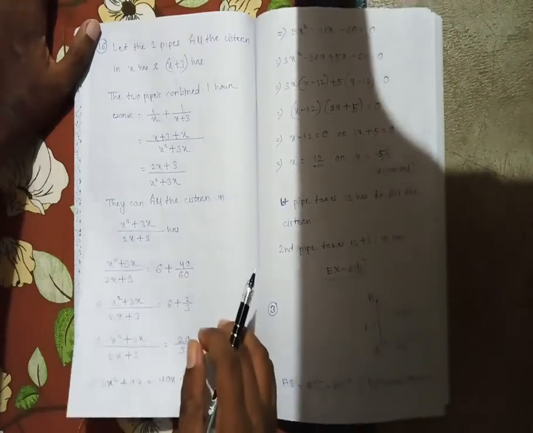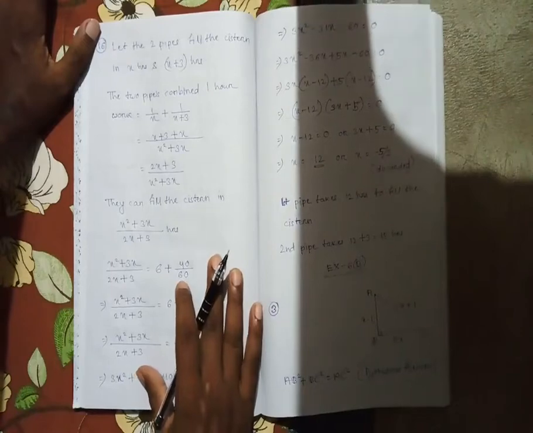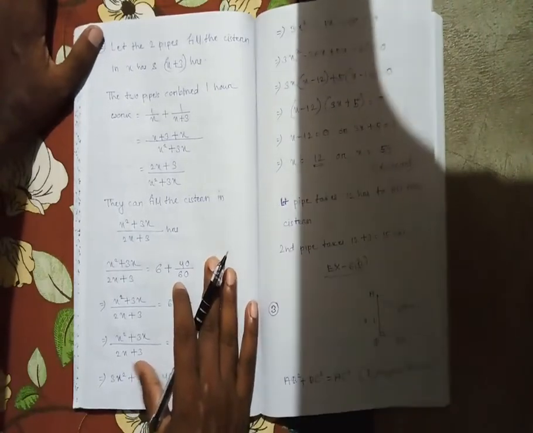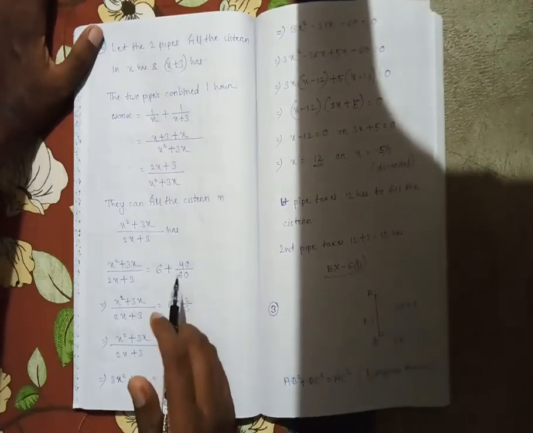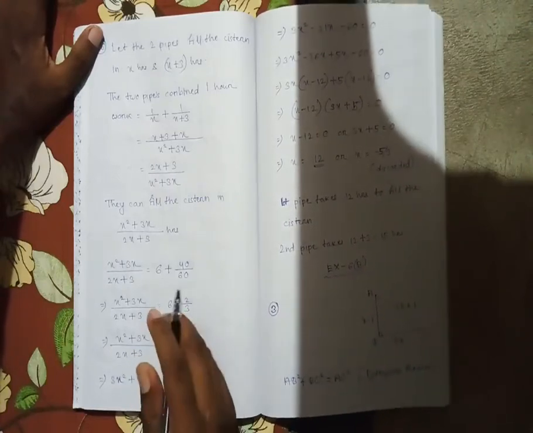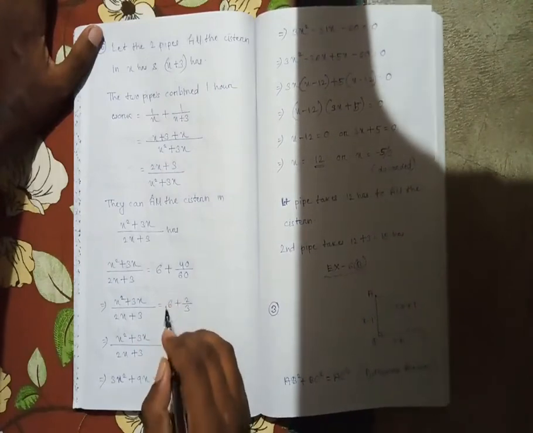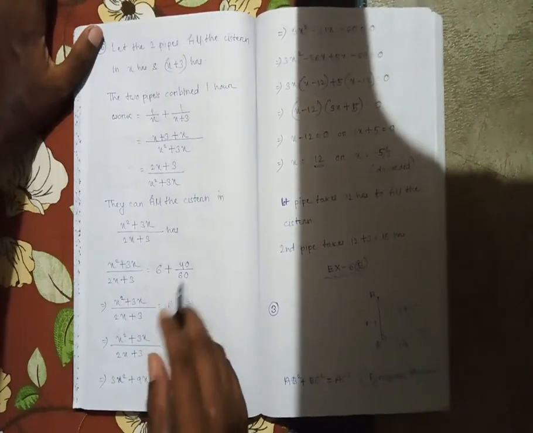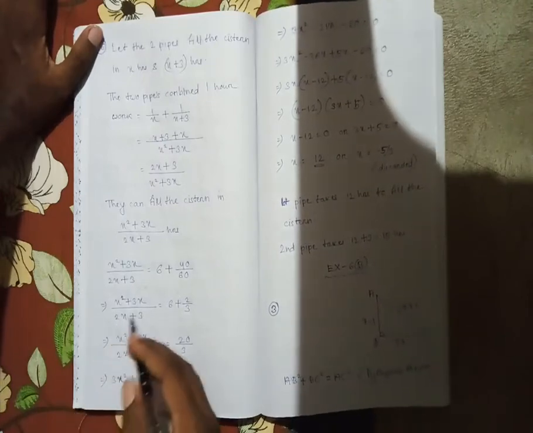Suppose A's 1 day work is equal to 1 by 6, then he can complete the work in 6 by 1, means 6 days. Similarly, if B's 1 day work is equal to 2 by 9, then he can complete the work in 9 by 2, reciprocal. 9 by 2 means 4.5 days. So we take the reciprocal.